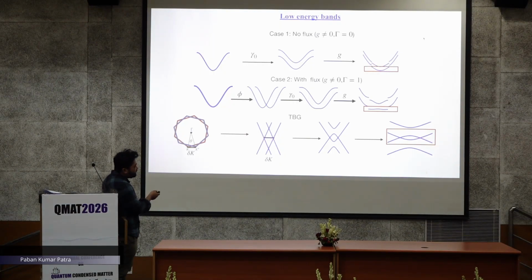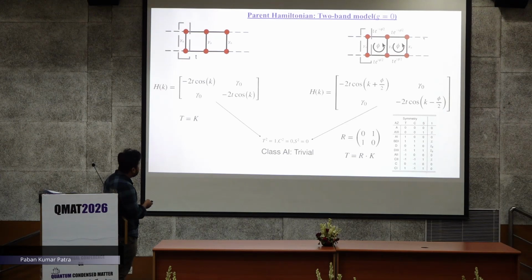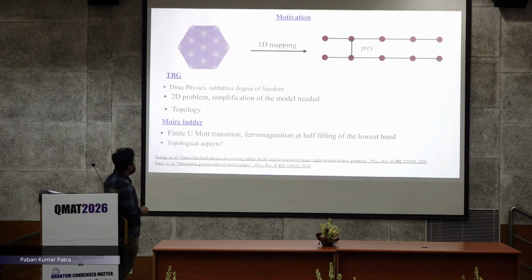Now what is the advantage of the Moiré ladder over actual TBG? In actual TBG, what happens? There are basically lots of degrees of freedom. Dirac physics is there, the sublattice degree of freedom is there, and because it has an inherent topology, the Wannier functions are not well localized, so it doesn't help to write an effective real space lattice theory.